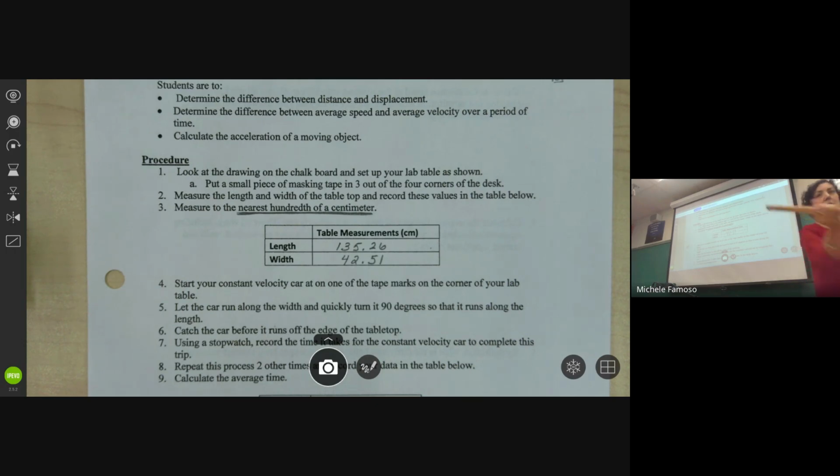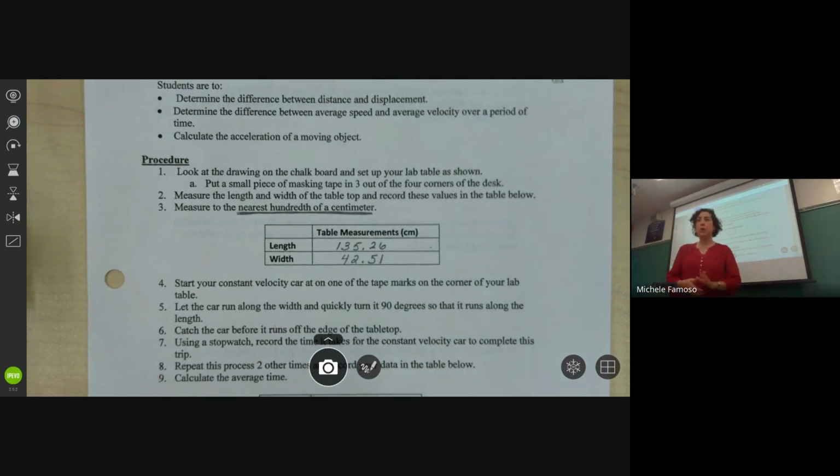Okay. Now, one person in the group, I'd like you to pull out your Chromebook and open up a stopwatch. One person in the group needs a stopwatch. You can do that on your Chromebook. One person in the group needs the Chromebook, only one.